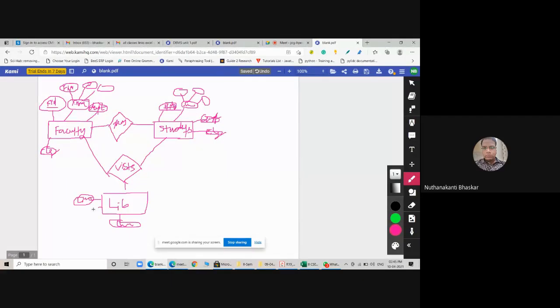Library name, location, head of the library, number of books, all these things. Are you clear now? Understood? When we are associating faculty to library, we need one common attribute. When we are going to have association between students and library, we need one common attribute. Understand this?